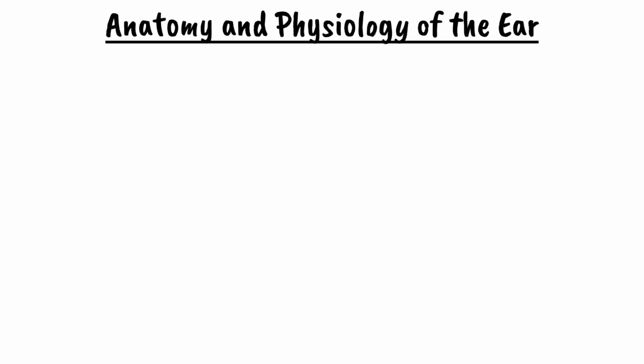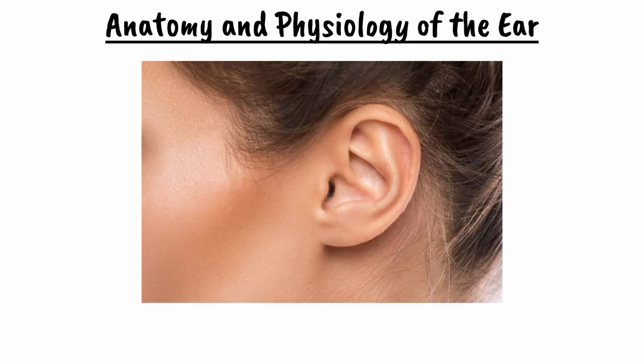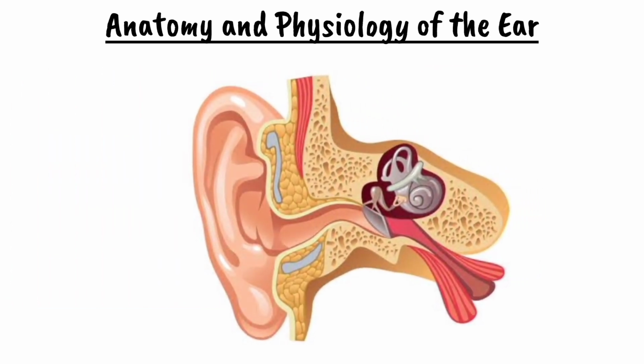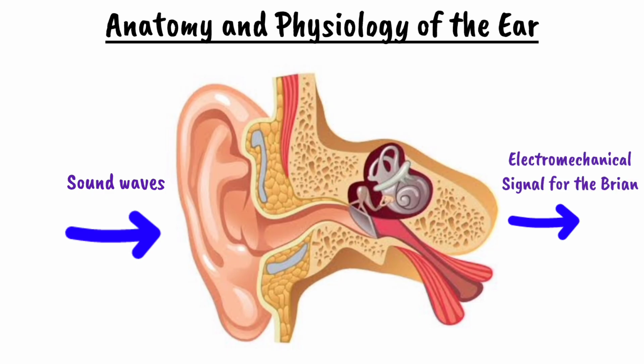Hi everyone, in this video we are going to learn the anatomy and physiology of the ear. Not only the external ear that we see on the side of our head, but the internal structures as well, as the whole process of taking sound waves in the air around us and converting them into electromechanical signals that our brain can interpret the meaning.